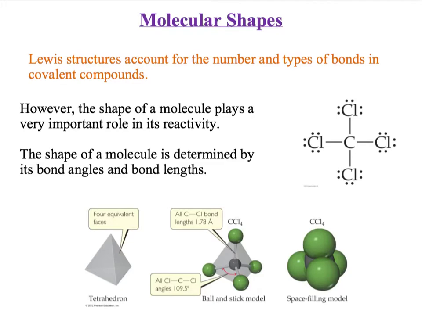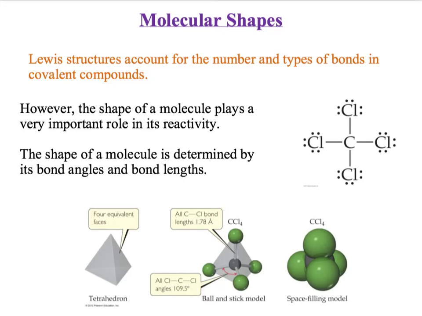If we look at the Lewis structure for CCl4, which is shown here, we can see that we have a carbon as the central atom and 4 chlorine atoms surrounding it. But it really doesn't tell us anything about the shape. It's just a 2D drawing. If we look at the overall shape, we notice that we have 4 equivalent faces, with our carbon in the middle, shown here in gray, and our 4 chlorine atoms shown in green.